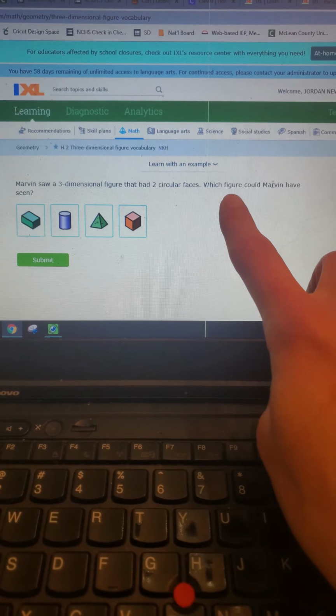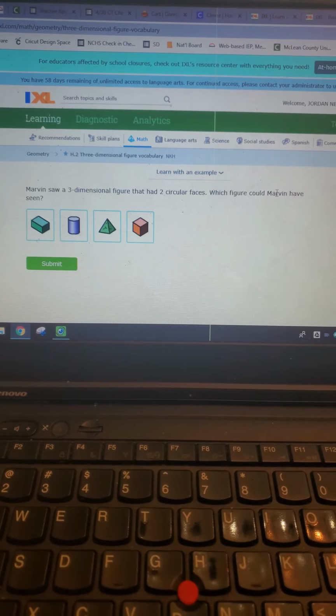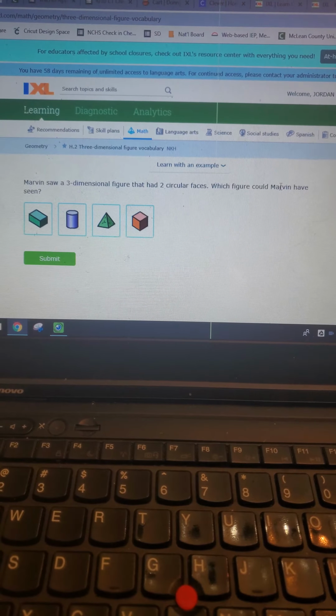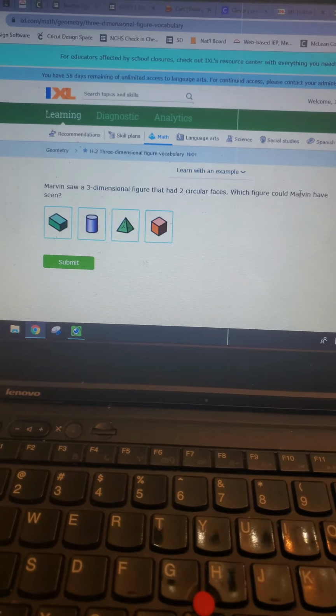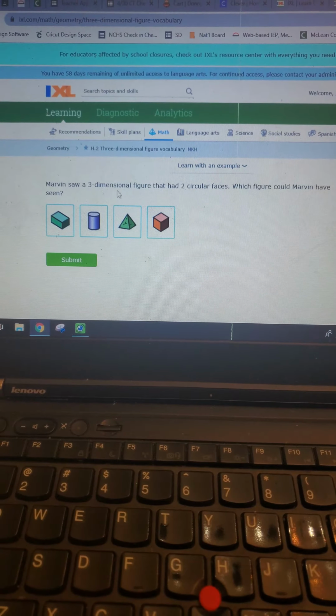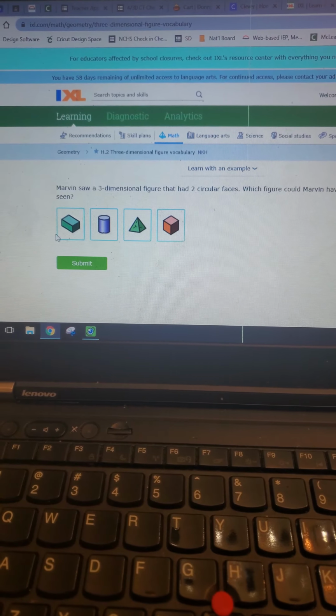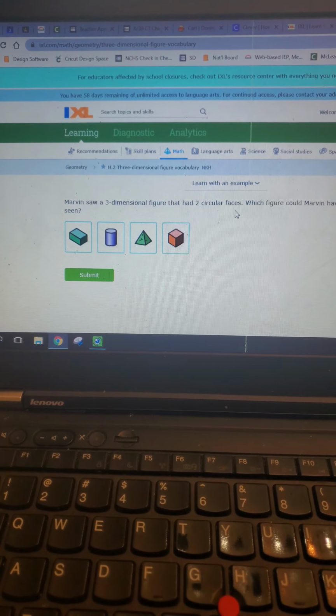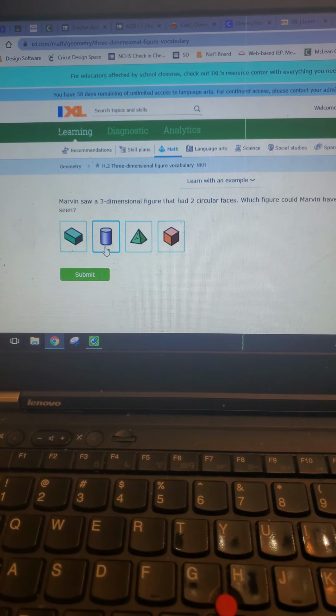So this problem says, Marvin saw a three-dimensional figure that had two circular faces. Which figure could Marvin have seen? So you just want to use some of the keywords in there to help you figure out which one of these it's going to be. Two circular faces. Well, the only figure with circles is going to be this one.